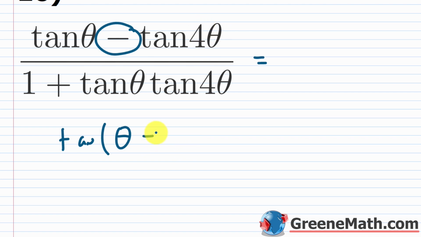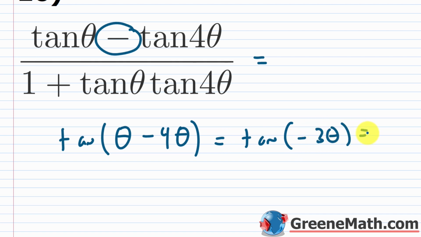And then this guy right here, the second angle, so 4 theta. So this would just be the tangent of negative 3 theta. And again, using your negative angle identities, you could say this is the negative of the tangent of 3 theta. And you don't have to put parentheses there. I'll just say this is the negative of the tangent of 3 theta.